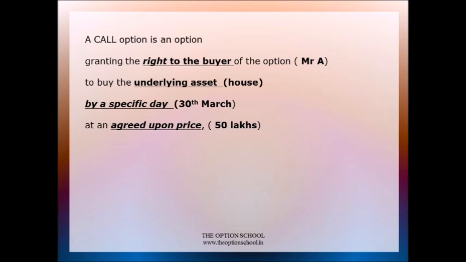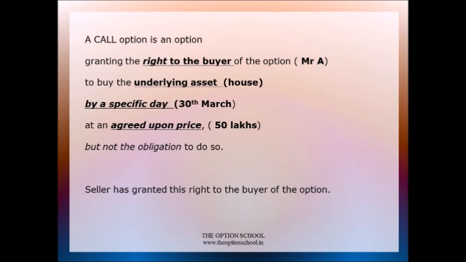So if we see, there are 4 things in any call option contract. There is a right to the buyer. There is always an underlying asset. There is always a fixed date by which the contract will expire, and there is always the fixed price at which they have agreed to do the transaction. Right? This is a call option, but there is no obligation on the part of Mr. A if he doesn't want to buy. The seller has granted this right to the buyer of the option.